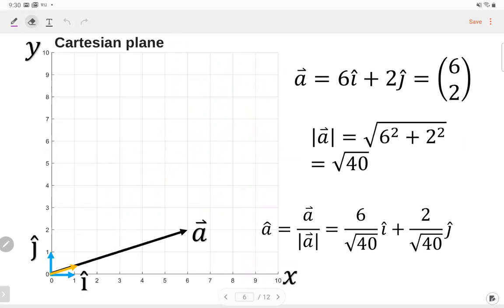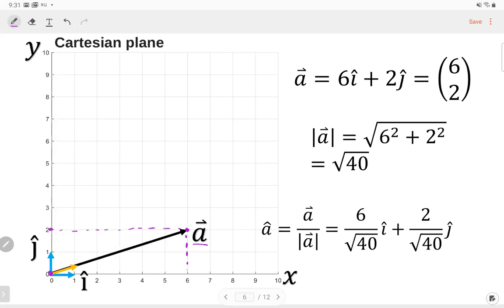So for example, here I have a vector A. I move the starting point to the origin. So I put the starting point of the vector A at the origin. Then let me find the ending point of this vector. The ending point of the vector A has a coordinate. The X component is 6. The Y component is 2, right?